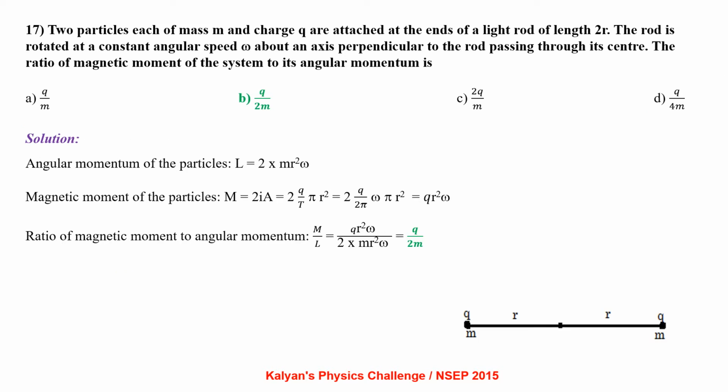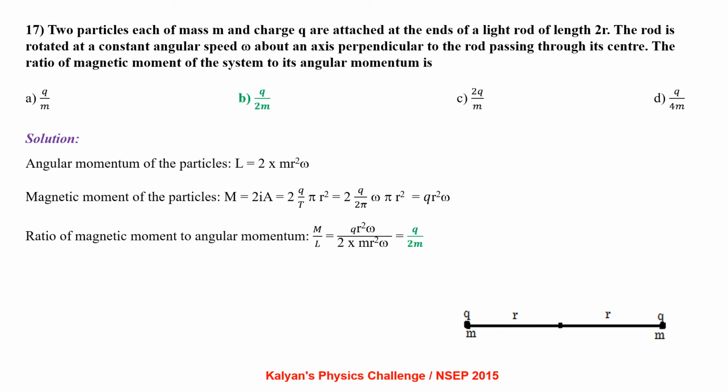Two particles each of mass m and charge q are attached at the ends of a straight rod of length 2r. The rod is rotated at constant angular speed omega about an axis perpendicular to the rod passing through its center. The ratio of magnetic moment of the system to its angular momentum is.